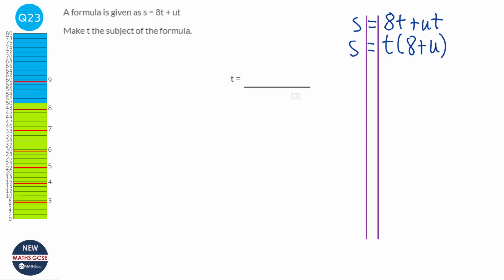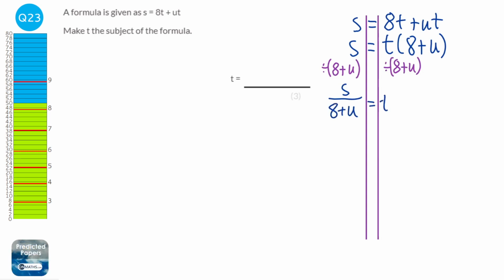And what I want to do is I want to get rid of that bracket there. And so what I'm going to do is divide both sides by that bracket. And so we're going to end up with s over 8 plus u equals t. So t is s over 8 plus u, or s over u plus 8.